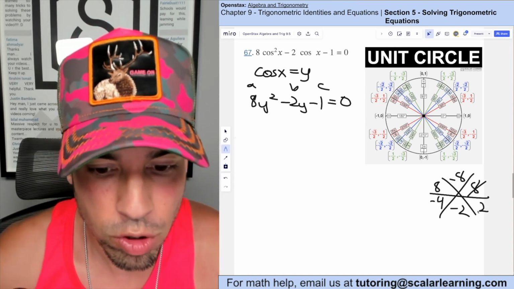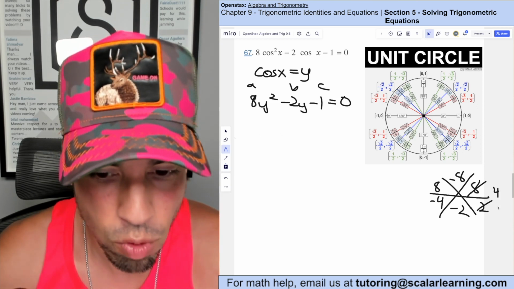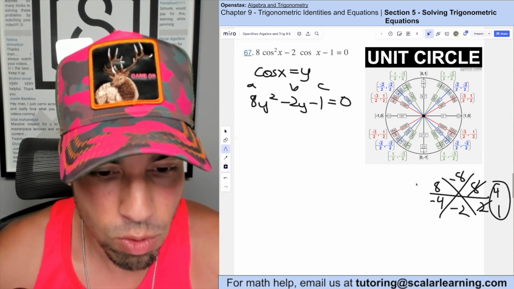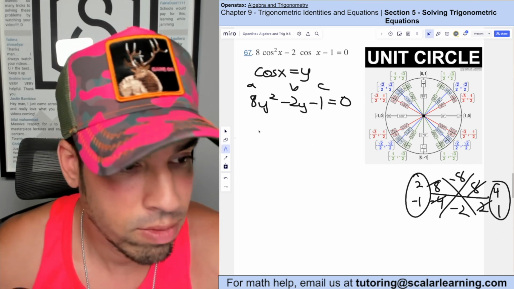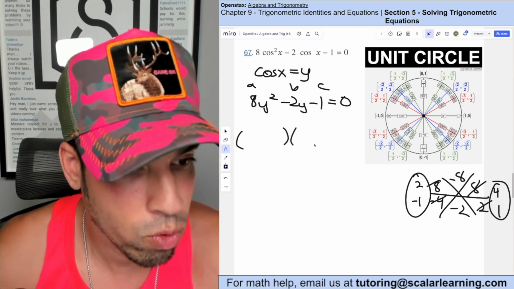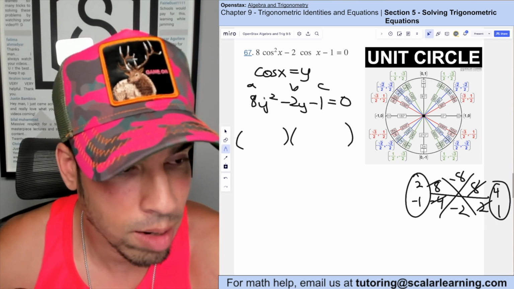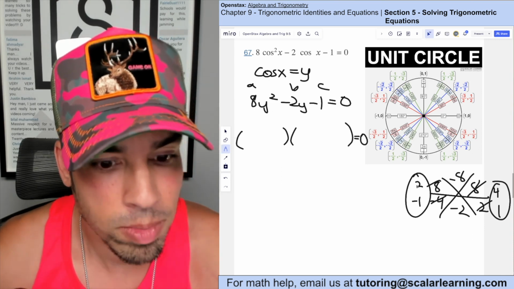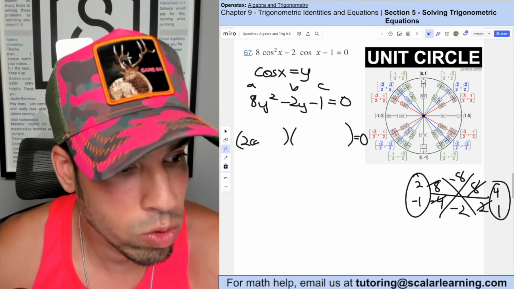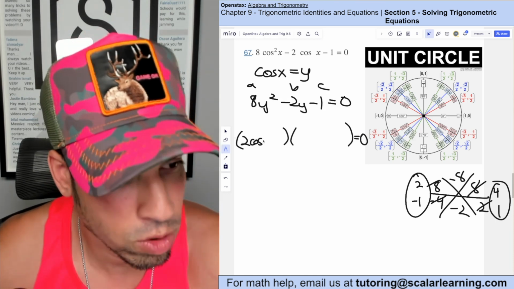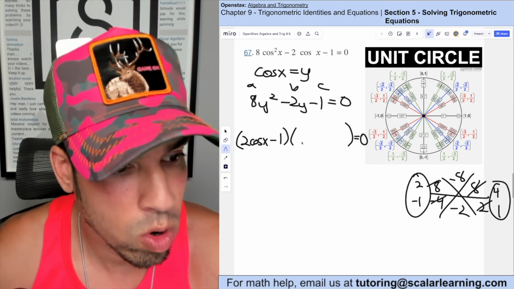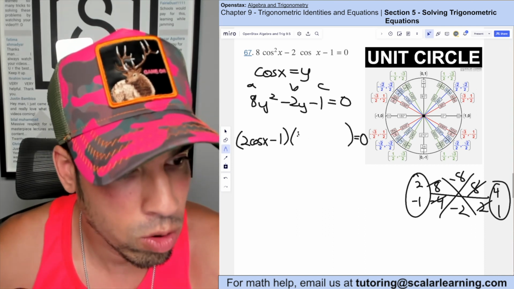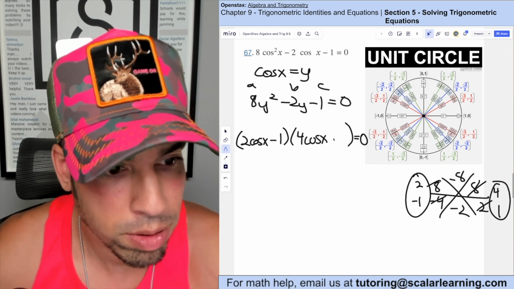Now I'm going to reduce like fractions. 8 over 2 becomes 4 over 1. 8 over -4 becomes 2 over -1. All right. So now we have this, and then we can put it in factored form. I'm going to go back to cosine of x, not y. So I'm going to say 2 cosine of x. I could say 2y minus 1, but why not save a step? 2 cosine of x minus 1. And then here we got 4 cosine of x plus 1.